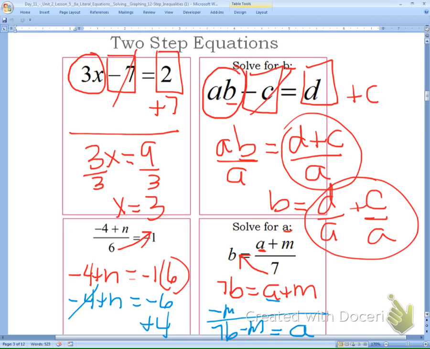Now I would recommend flipping this around and write it in what we call standard form. A is equal to 7b minus m. You could just turn that whole equation around. It is still saying the exact same thing, but it's just not natural, what we call standard.